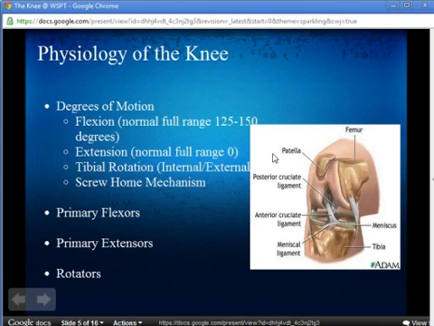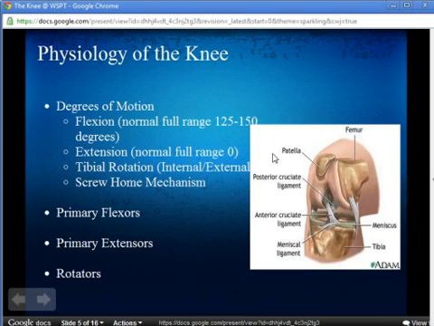So the screw home mechanism, what exactly is it? It's related to the structure of the knee joint. The knee joint, as I told you, is composed of the main bones, the femur and the tibia, and the fibula down in the lower leg. There are two condyles of the femur. You can actually feel them, the medial and the lateral, two big condyles. That's a part of the femur. And if you go a little bit down, you can feel the bony prominences of the lower leg bones, tibia and the fibula.